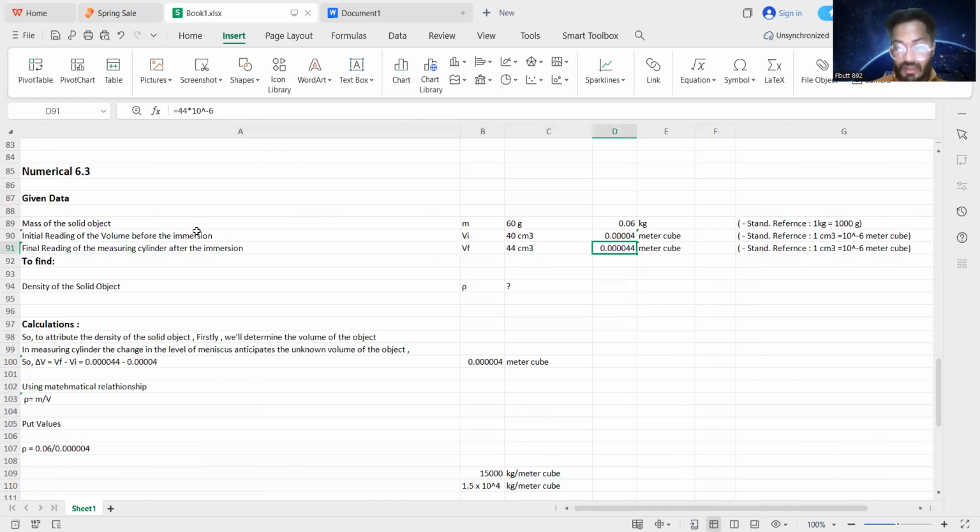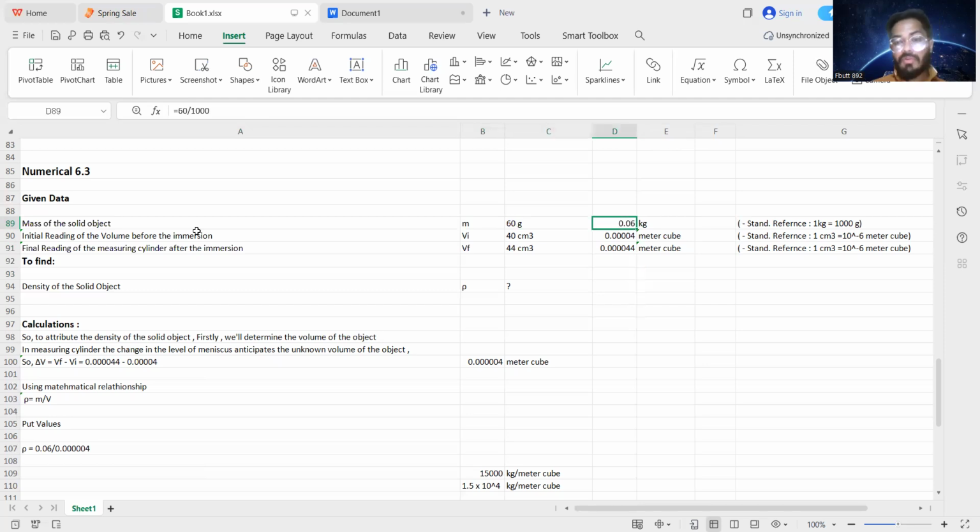What we did here to convert centimeter cube into meter cube, we just replaced the value of centimeter cube, which is 1 centimeter cube equal to 10 to the power -6 meter cube. So what is the mass of the solid object? The mass of the solid object, denoted by the symbol small m, is 60 grams.